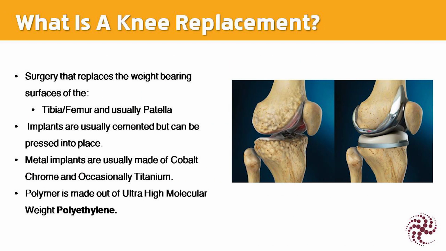It's a surgery that replaces the weight-bearing surfaces of the knee, the tibia, the femur, and usually the patella, and it places metal and polymer implants in lieu of our original articular surfaces. These implants are usually cemented, but they can be pressed into place. The metal implants are usually made of cobalt chrome and occasionally titanium, and the polymer is a high molecular weight polyethylene. Many manufacturers make these implants, but their function is all very similar, and they allow flexion and extension of the knee. These surgeries can reduce the amount of pain related to osteoarthritis.